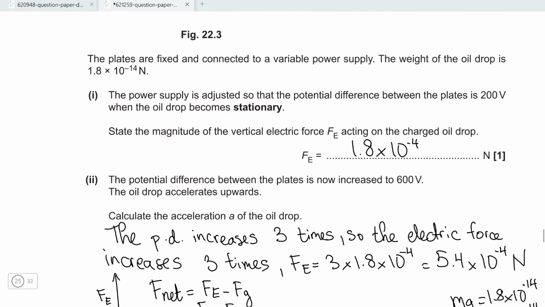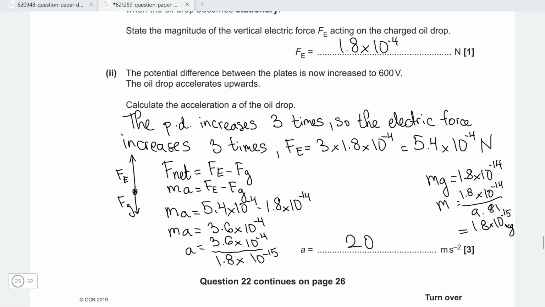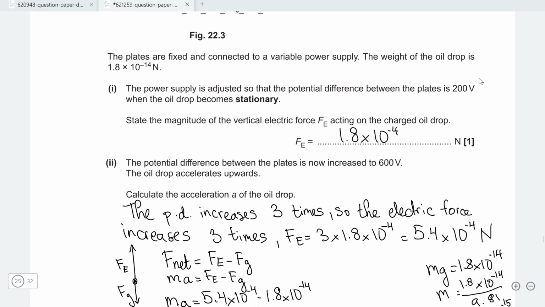The next question, though, is really interesting. So let's just take it step by step. The potential difference between the plates is now increased to 600 volts. Well, hang on a minute. It was 200 volts initially. So in order to go from 200 to 600, we multiply by 3. So if the PD increases 3 times, the electric force will also increase 3 times.